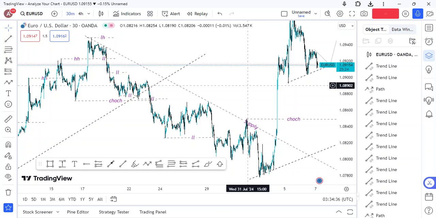So we are done with market structure, and I'll be dropping a video on things you can add to market structure so that we add confluence to our trades, so that we filter out bad trades.